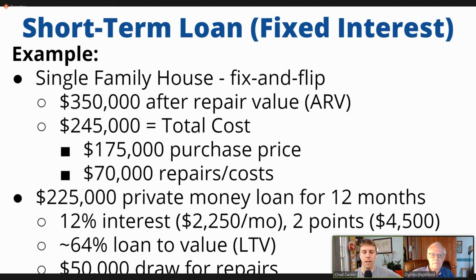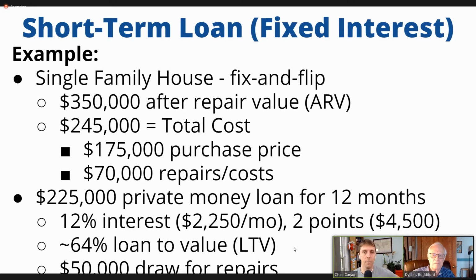$2,250 per month. And let's say they also charged you 2 points. As Dykes explained earlier, that is an upfront cost that in this case is financed into the loan, or you might pay it separately, but $4,500 would be an additional cost to getting this loan. So this private lender is making that $2,250 per month. They're also making $4,500 in points.